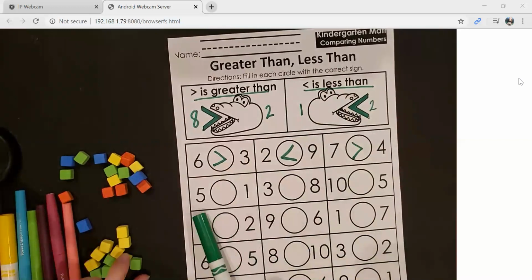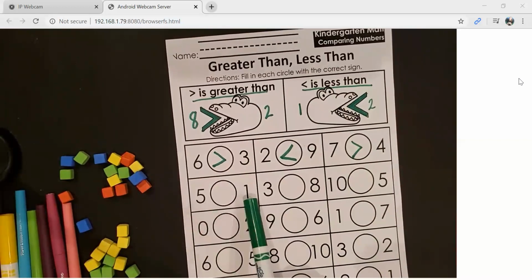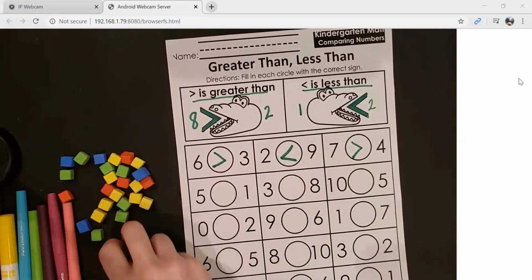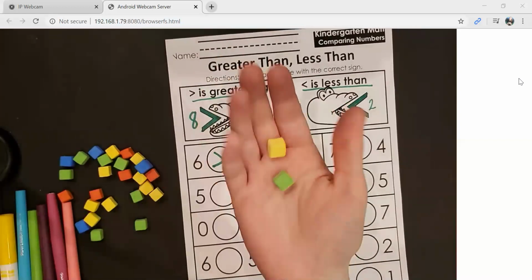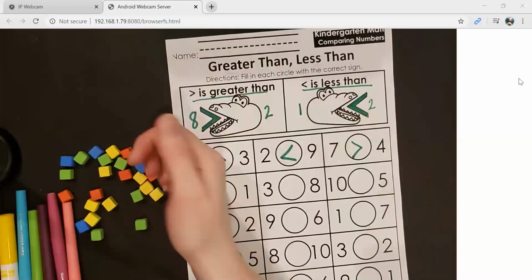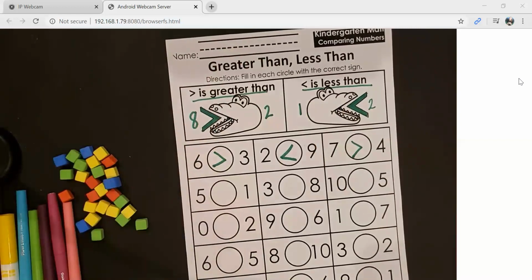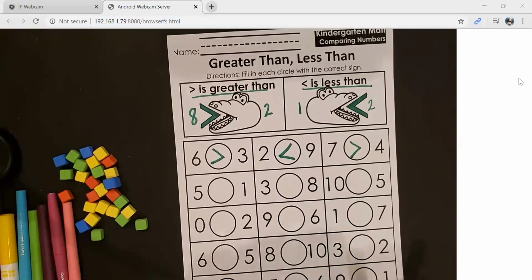Okay, let's look at the next one. Our numbers to compare are 5 and 1. Now, if you don't have these little unit cubes, these are super cool. They're foam, and lucky for us, I had them at my house already. But you can use anything that's around your house. You can use Fruit Loops. You can use Cheerios. You can use pennies and nickels and dimes and quarters, some coins. You can even draw dots like I'm going to show you.